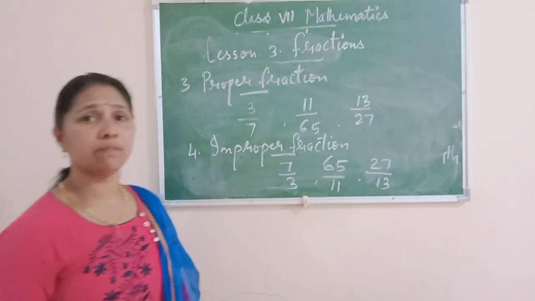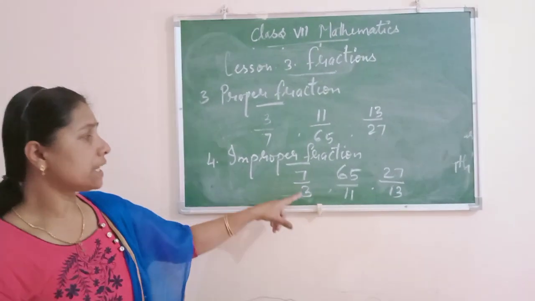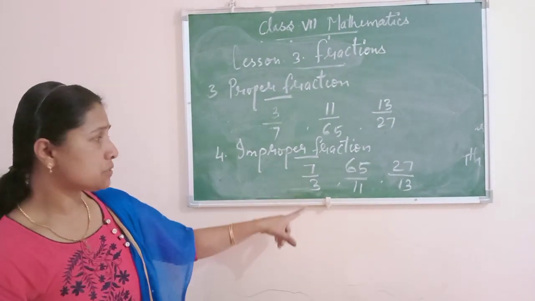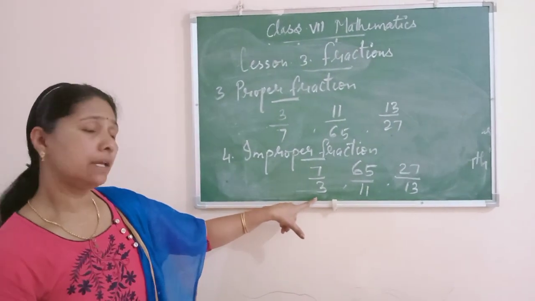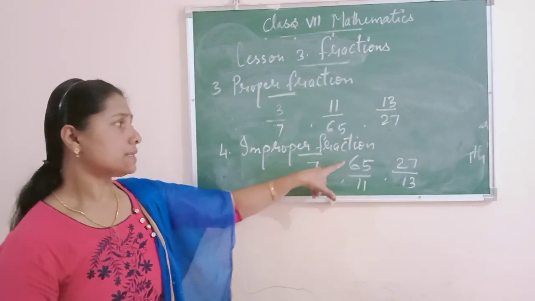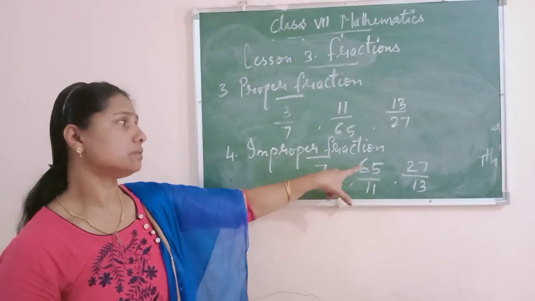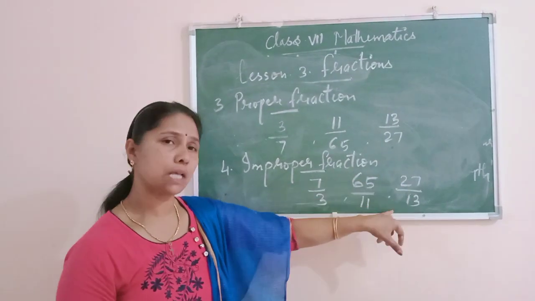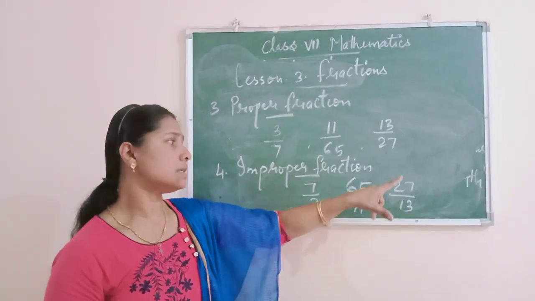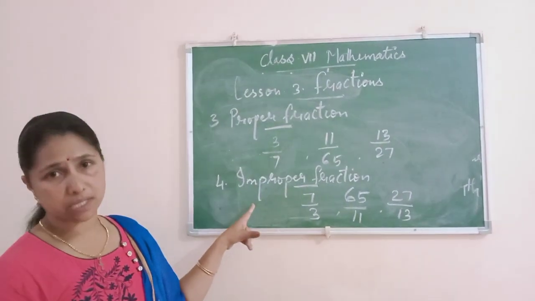Three examples are given here also. In all three examples, the numerator is greater than its denominator. See the first one, 7 upon 3. 7 is greater than 3, so it is an improper fraction. In the second example, 65 upon 11, here 65 is greater than 11, so this is also an improper fraction. And the third example also, 27 is greater than 13, so it is an improper fraction.